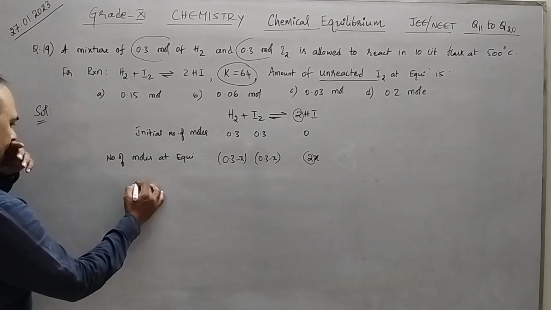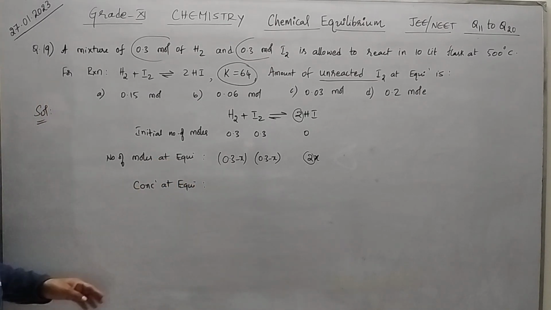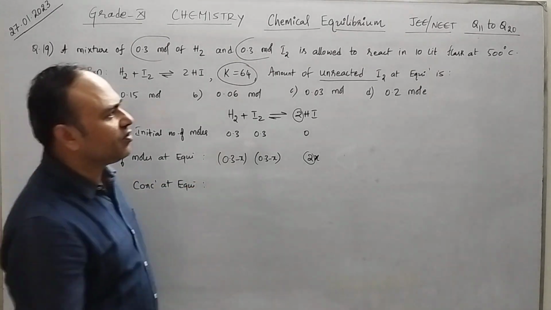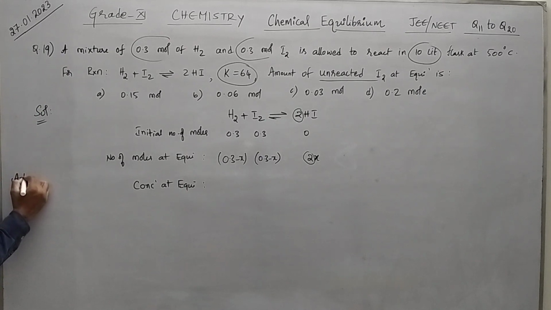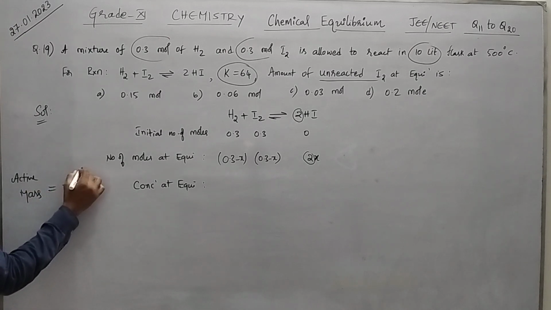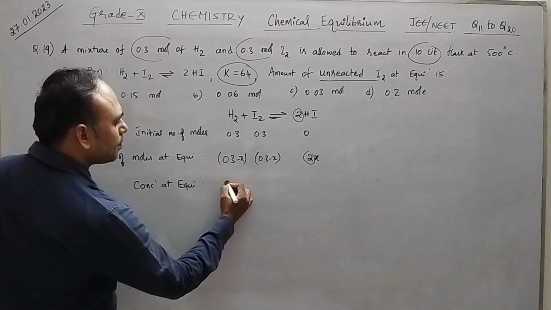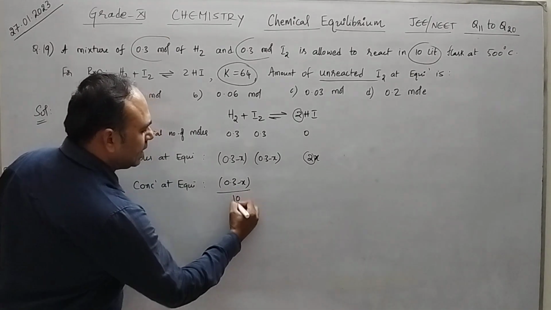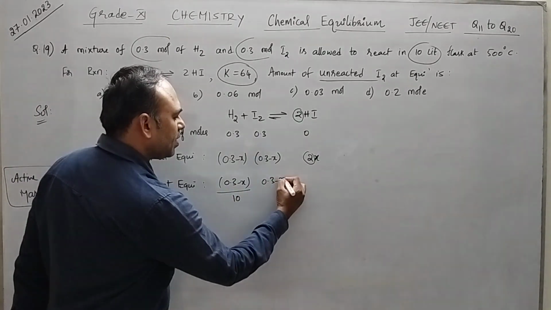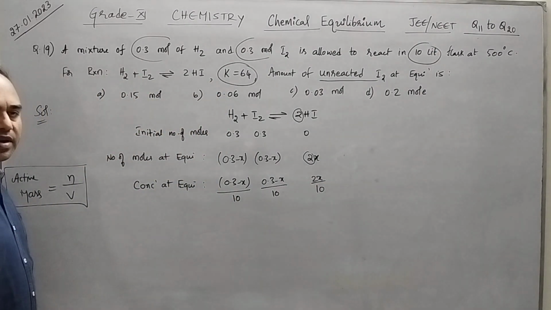Next, we need to calculate the concentration at equilibrium. Because this is in number of moles, but they have given you the volume also, we use the formula: concentration, or active mass, is equal to number of moles by volume. We have done this earlier also. So the number of moles is 0.3 minus x, and volume 10 liters. Here also we have 0.3 minus x by 10, and this one is 2x by 10. Hope you have understood this.